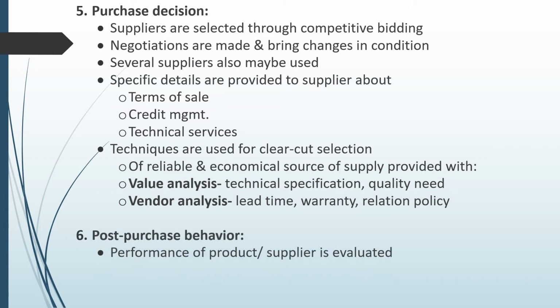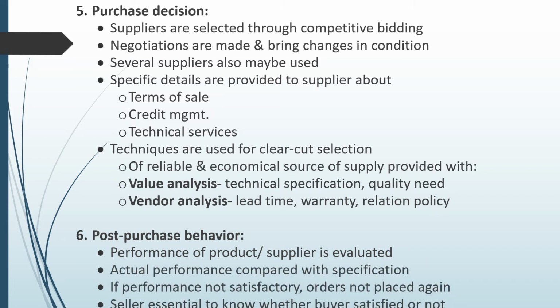Post purchase behavior: the performance of the product or supplier is evaluated. Actual performance is compared with the specification. If the product performance is not satisfactory, orders are not placed again in the future. It is essential for the seller to know whether the buyer is satisfied or not.